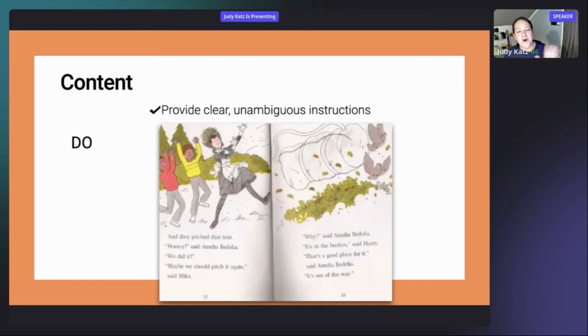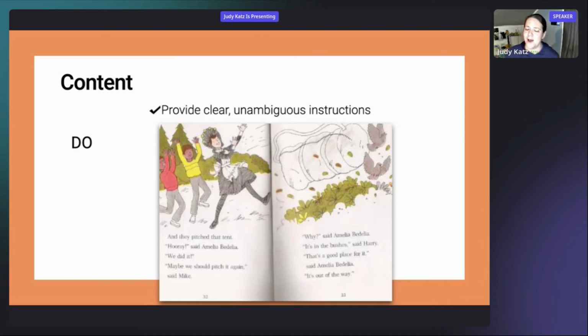Now, you probably can tell that a couple of things are going on with Mike. Number one, he understood what was actually meant by pitching the tent. So he knows that they did it wrong. But instead of saying you did it wrong, he says we should do it again, which she also takes literally.